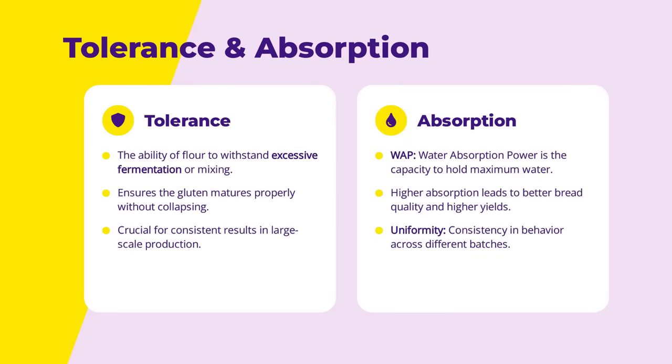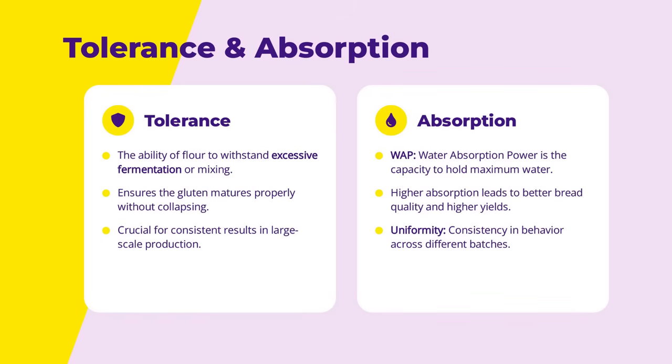Now let us discuss two more important properties of flour. The first is tolerance. Tolerance refers to the ability of flour to withstand prolonged mixing and fermentation without losing dough stability. Good tolerance allows gluten to mature properly while maintaining dough strength throughout processing. This characteristic is especially important in industrial bakeries where dough often undergoes extended mechanical handling.